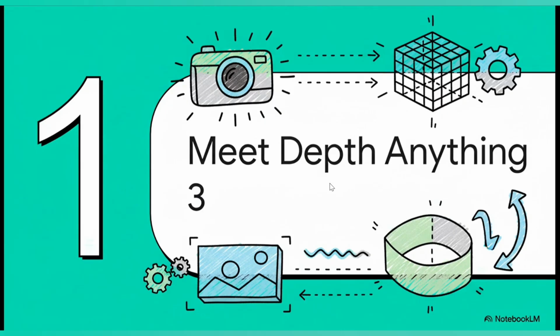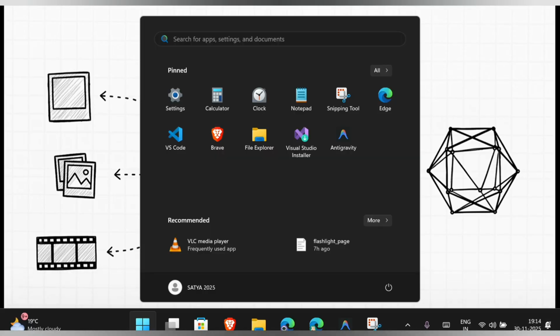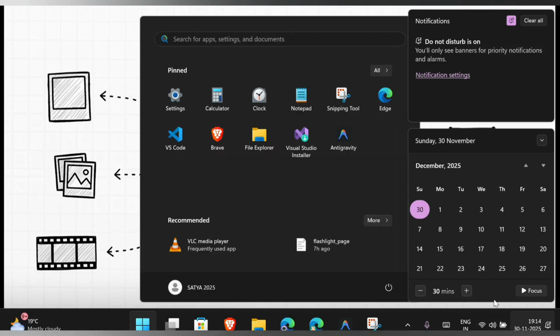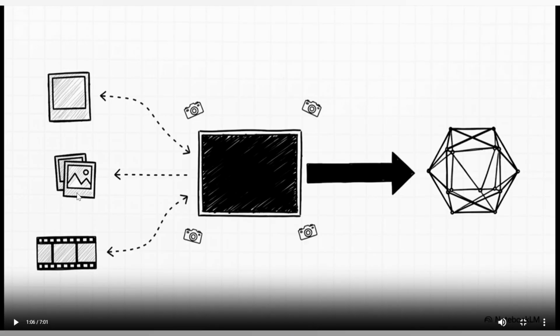So let's pull back the curtain and meet the wizard behind this magic. It's called Depth Anything 3, or DA3 for short. Okay, so what is it? At its core, DA3 is an AI model that can pull 3D geometry out of, well, basically any kind of images. We're talking a single photo, a whole album of pictures, even a video.